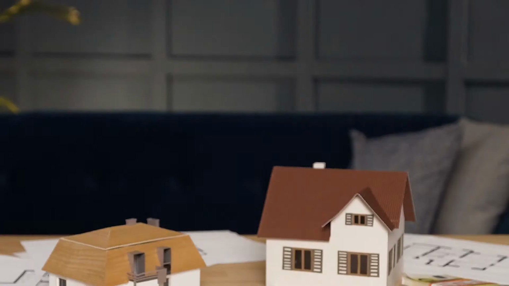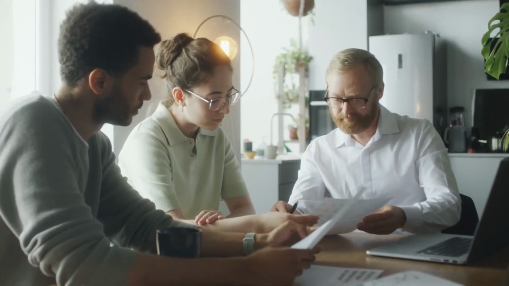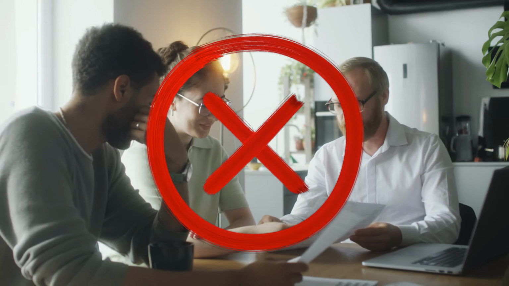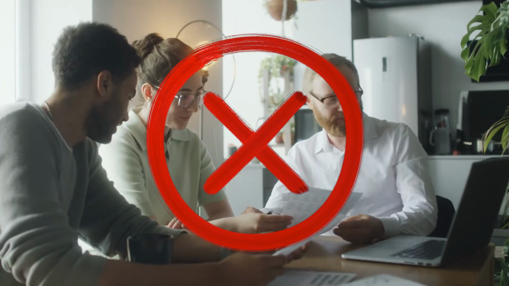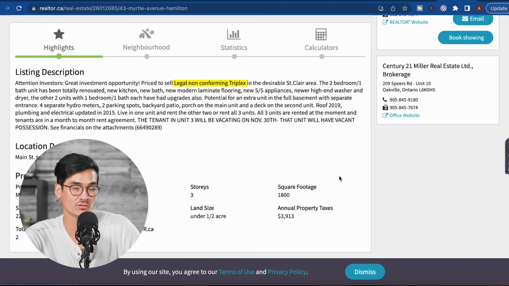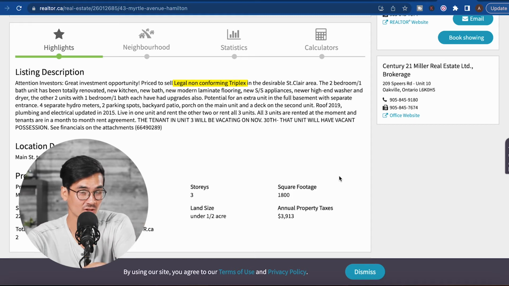Now, the problem I have with filtering like this on the MLS is that people don't necessarily know what that term means. So if you buy the property and then get it appraised as 3 units, it might not necessarily come back with that appraisal as being legally recognized, even though they have this term here, legal non-conforming triplex. Remember, triplex is not a legal term. When people say legal non-conforming, they don't even know what that means, so you need to do your due diligence.